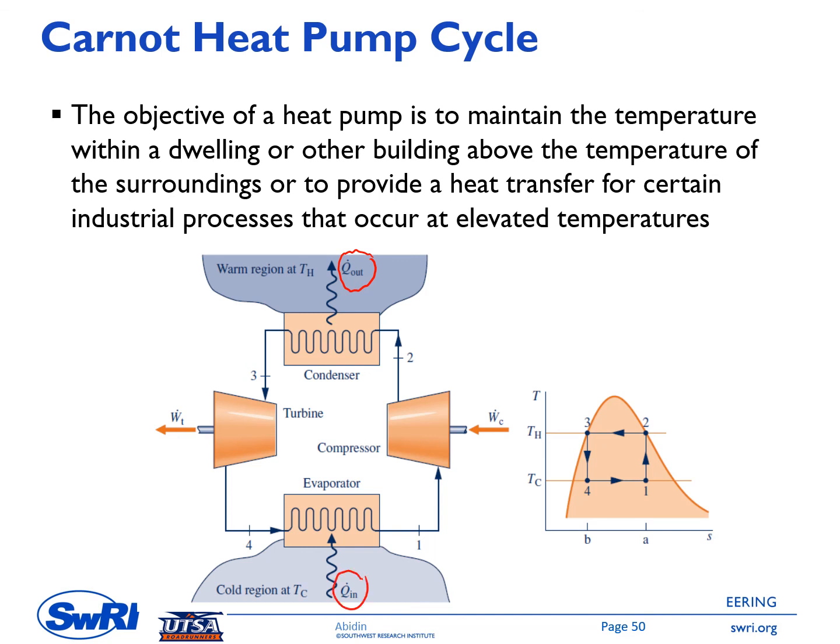Okay. So on the right side is the TS diagram. On this ideal cycle, we have two constant pressure processes. So it's from point 4 to point 1, this is inside the evaporator, and from point 2 to point 3, this is inside the condenser. And then we also have two isentropic processes. From point 1 to point 2, this is the isentropic process inside the compressor. And point 3 to point 4, this is the isentropic process inside the turbine.